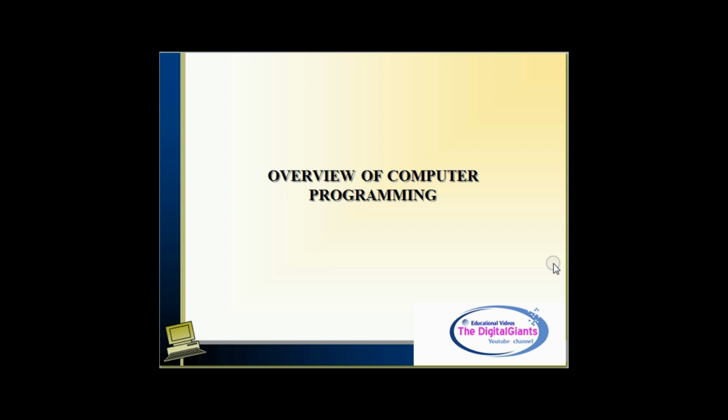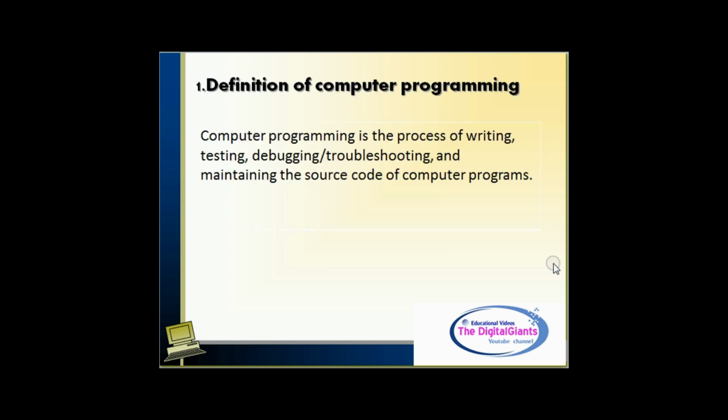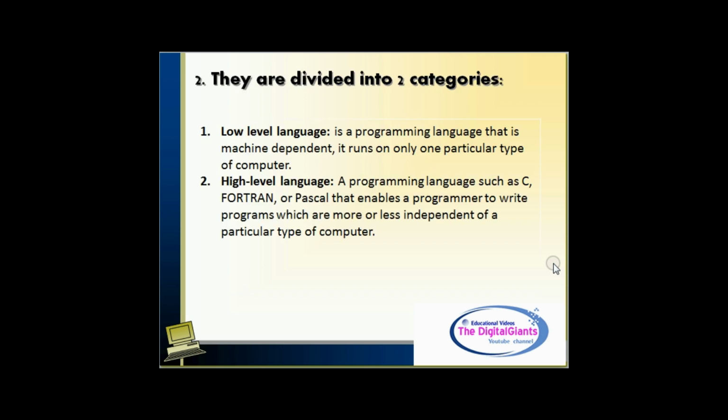First of all, what is computer programming? Computer programming is the process of writing, testing, debugging, troubleshooting, and maintaining the source code of computer programs. There are two categories of computer programming. The first one is low-level language, and the second one is high-level language. A low-level language is a programming language that is machine-dependent. It runs on only one particular type of computer.